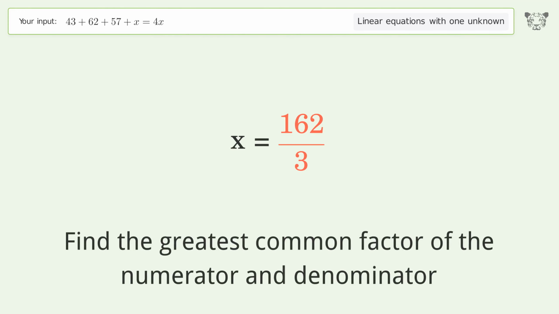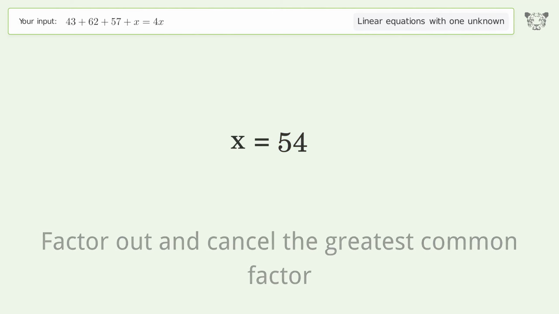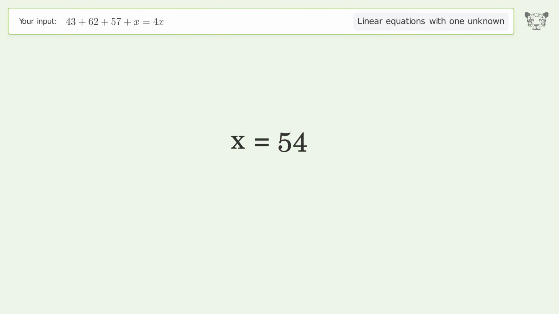Find the greatest common factor of the numerator and denominator. Factor out and cancel the greatest common factor. And so the final result is x equals 54.